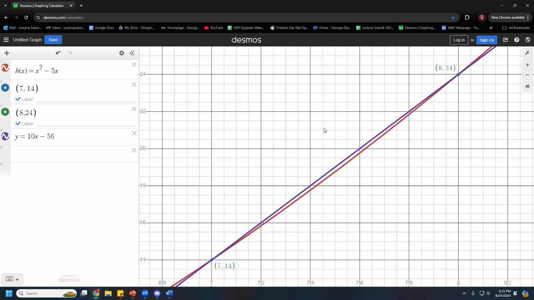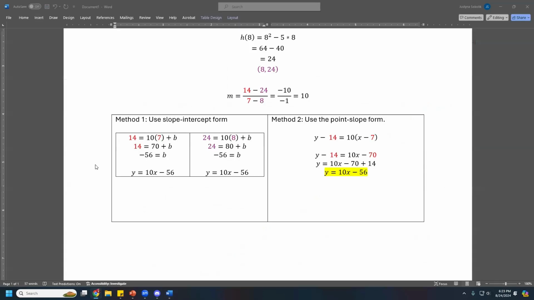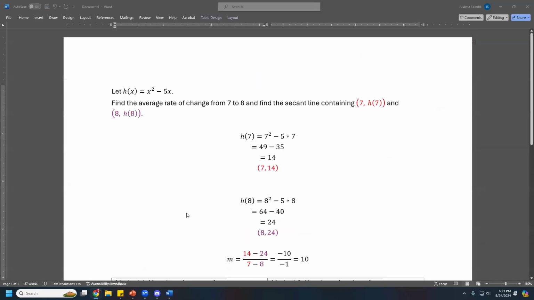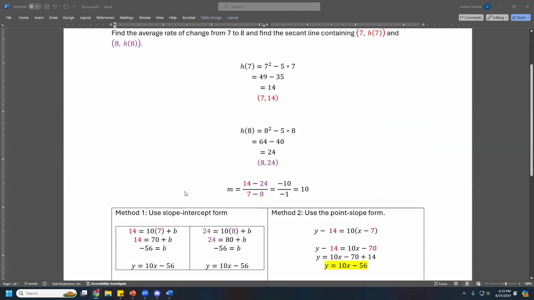Yeah, so all I did was I changed the scale a little bit so you can see how the line cuts through that. The red is the original function, and now you can see that the secant line cuts right through those 2 points. Okay, so this is how you find the equation of a secant line using 2 points that are on the graph of a function.